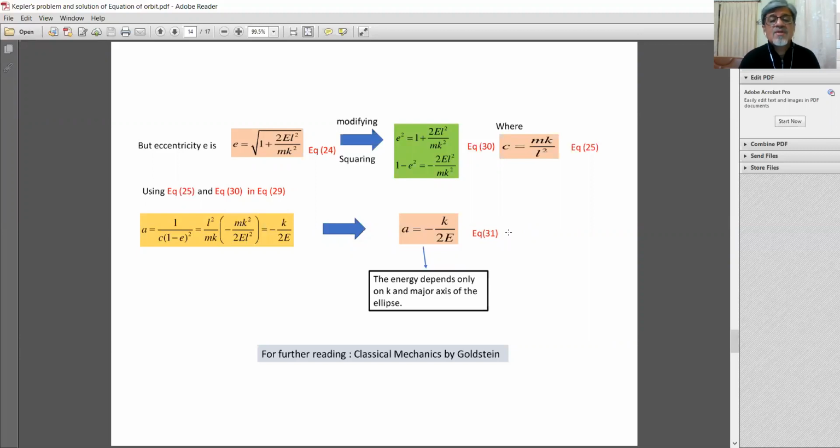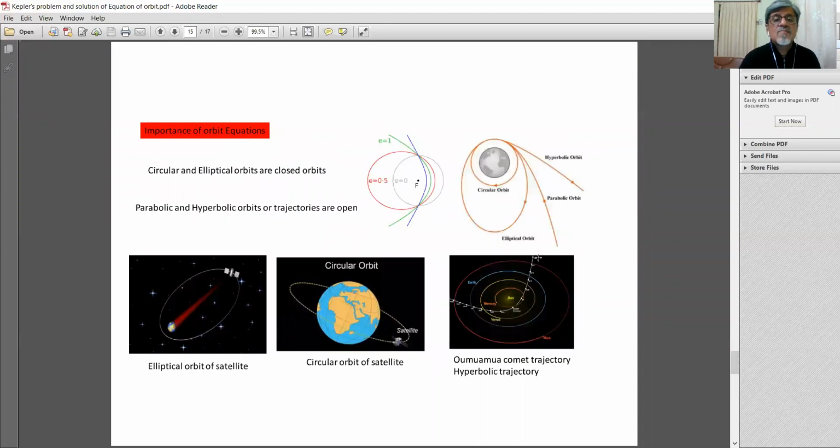So this is nothing but what was asked as a theorem. The energy depends only on k and the semi-major axis of the ellipse. So this energy E depends on the semi-major axis and k. So energy depends only on these two quantities, and no other quantities than these two. So whatever the theorem says, we have proved. I suggest for further reading, one can refer to Classical Mechanics by Goldstein.